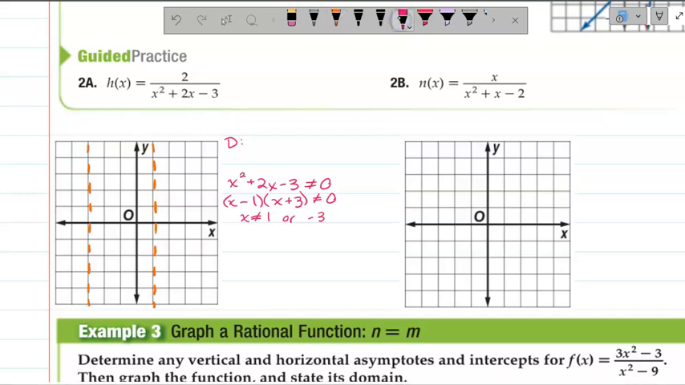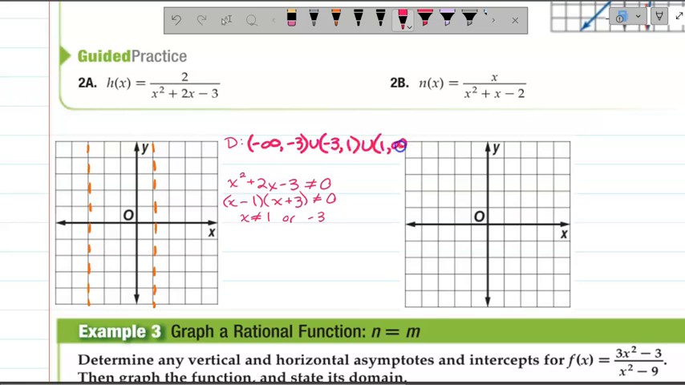And how would we write the domain? We'd say from -infinity to -3. Oops, I forgot the union. Not a huge deal, but want to be consistent, to 1, and again from 1 to infinity. That would be our domain. Okay, horizontal asymptote, we're expecting that there should be one at y equals 0 because the degree of the numerator is less than the degree of the denominator. So we're expecting y equals 0.